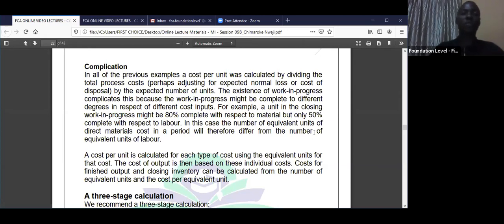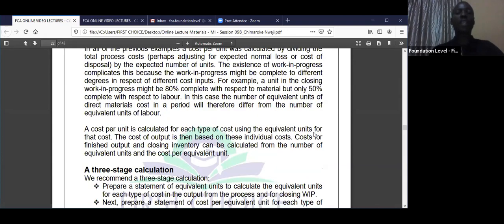So in that example we just gave you before, when we said 200 loaves of bread completed 50%, we didn't say anything, we just said 50%. This will mean that 50% of material, 50% of conversion. That is what it means for that to work. But let's assume that material has only 80% completion, while labor has only 50% completion. So there's going to be a problem. So we need to find equivalent units that are going to be fair, taking into account the completion of material and that of labor. All right, so we'll do what we call a three-stage calculation.